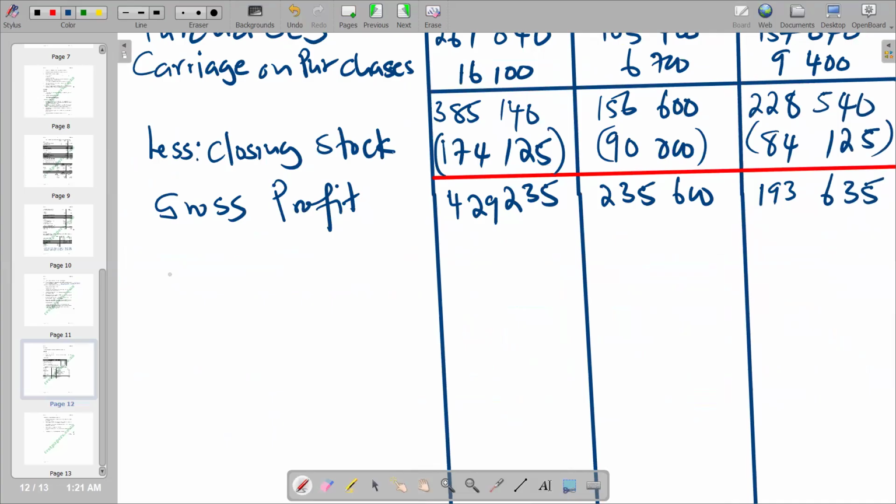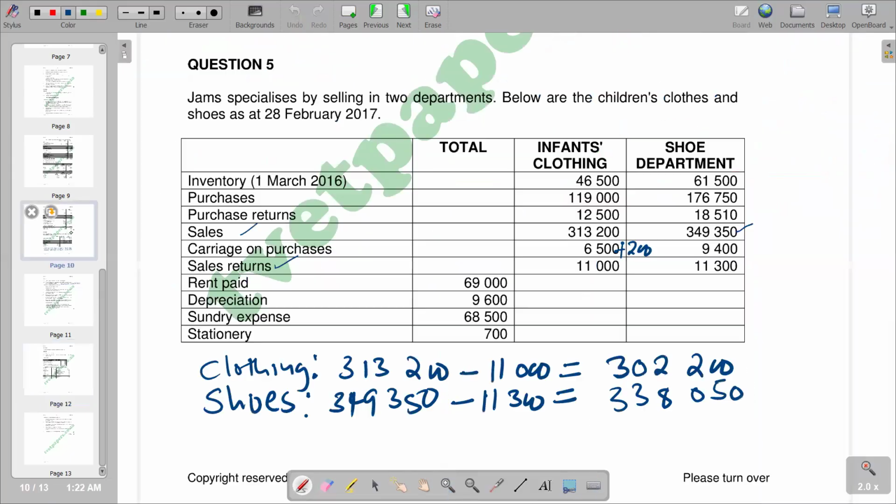Then after gross profit, we are supposed to have our operating expenses now. For our operating expenses, we are going to list all the operating expenses that we have in the question beneath, and then the total for operating expenses will come in line with our operating expenses. So we go to the question and see the operating expenses that we are given. You see that we've got rent paid as the first one, 69,000. But obviously, we need to apportion it to the shoe department.